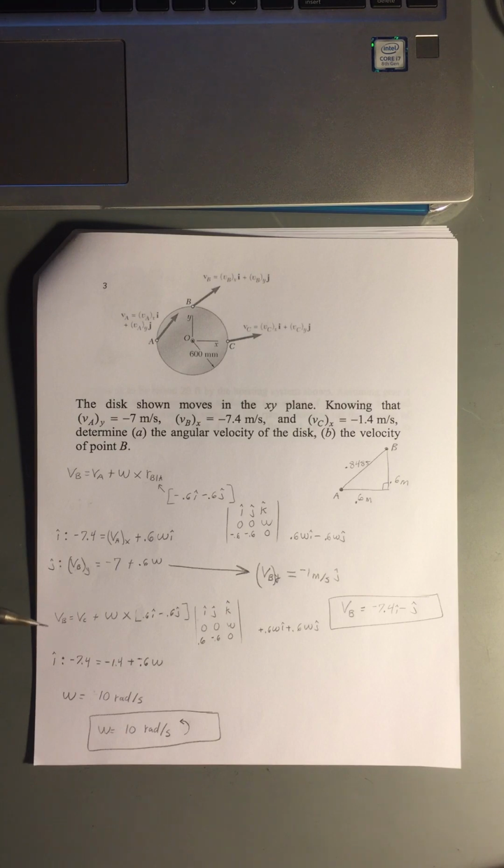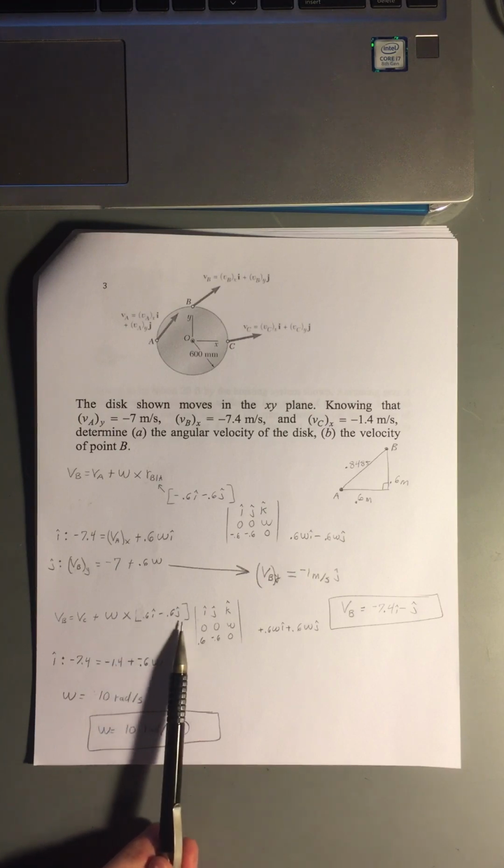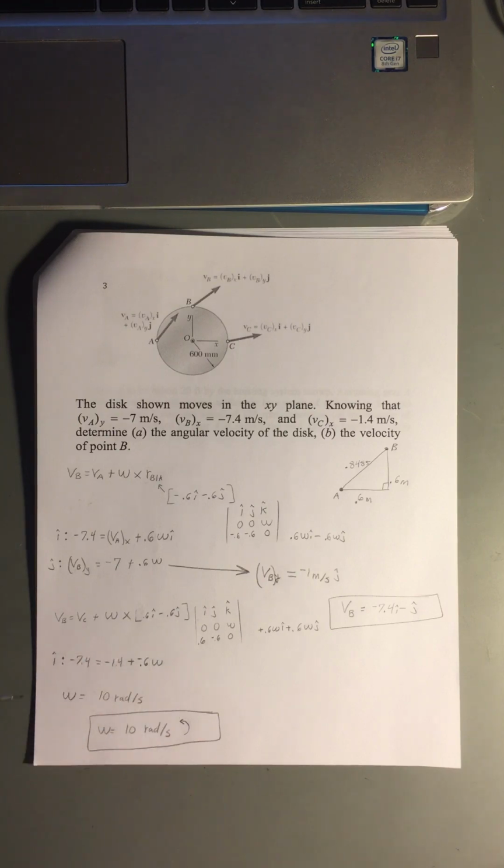And so that's the work I have here. We have our distance between B and C in components, and then breaking that up into the i hat direction, our only unknown is omega. And so we can solve for our omega value of 10 radians per second. And then I took that omega back up here and plugged it in to find the velocity of B in the y direction, which we needed.